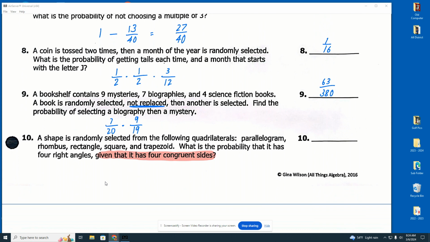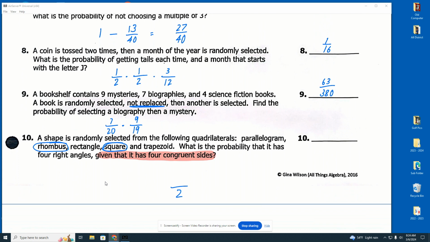You may remember? Not a parallelogram. By definition, parallelogram says opposite sides are parallel. Square, definitely. There's one more. A rhombus. Rhombus is like a sideways square, if you will. It has 4 congruent sides. So there's 2. We zoomed in on 2 of them. Now we zoom in again. What's the probability that out of those 2, rhombus and square, that it has 4 right angles?